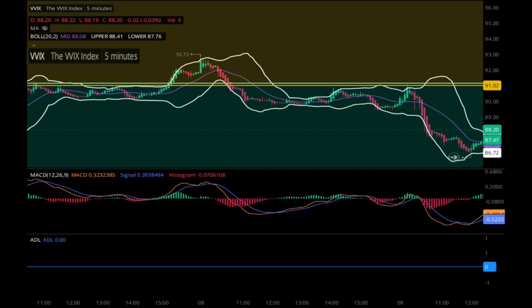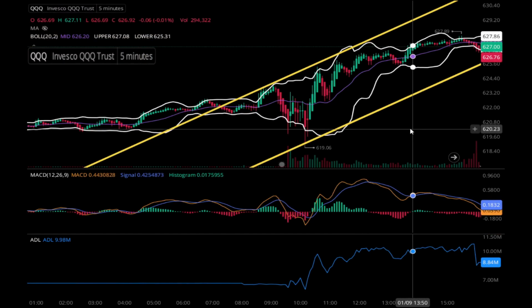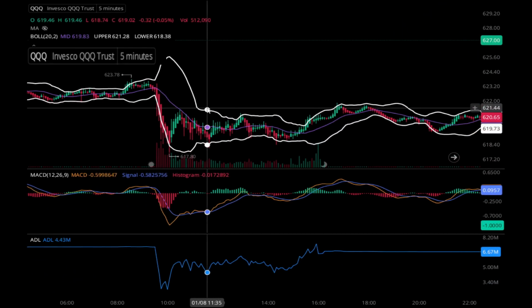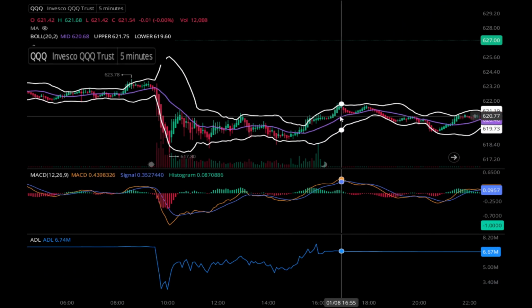I can get the QQQ pulled up. Apologize, I am very blind when it comes to digging through all these symbols. And going over that session, we see how we do start pulling up within the day.